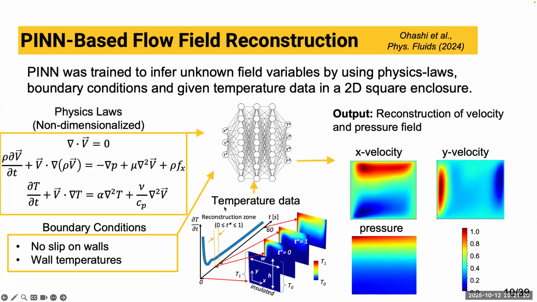And we provided the temperature data obtained from numerical simulation. So we collected the temperature data at selected time moments in this 2D transient natural convection. So only with this information, now the neural network can predict the x-y velocity and pressure fields.